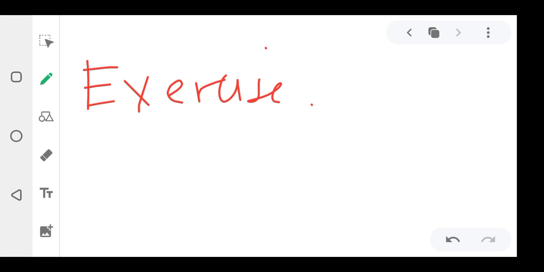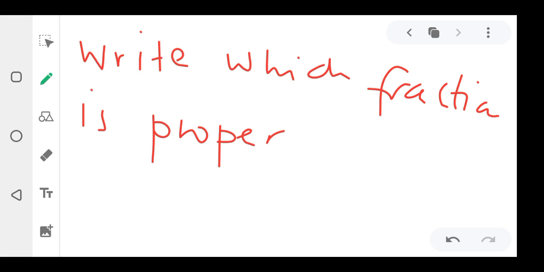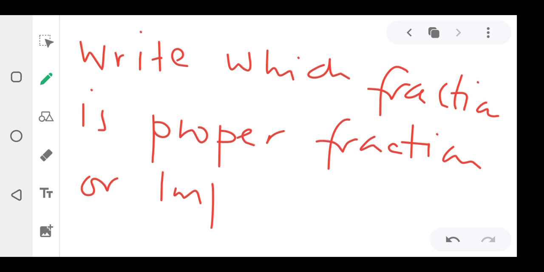Okay, so I've come to the end. Let me write now the exercise for you. So you write this exercise. Question 1. Write which fraction is a proper fraction or improper fraction.